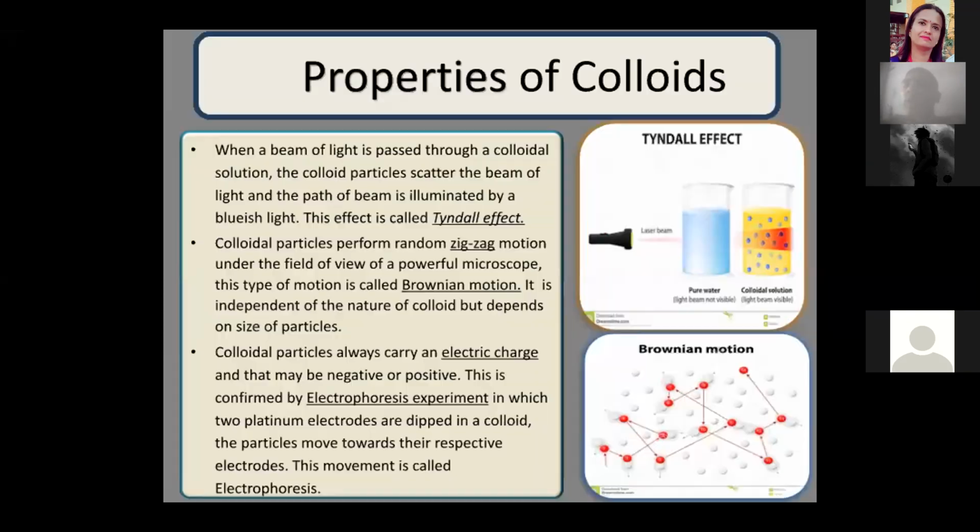Now, the very first property is the Tyndall effect. When a beam of light passes through a colloidal solution, its particles illuminate the path of light, and this is known as the Tyndall effect.